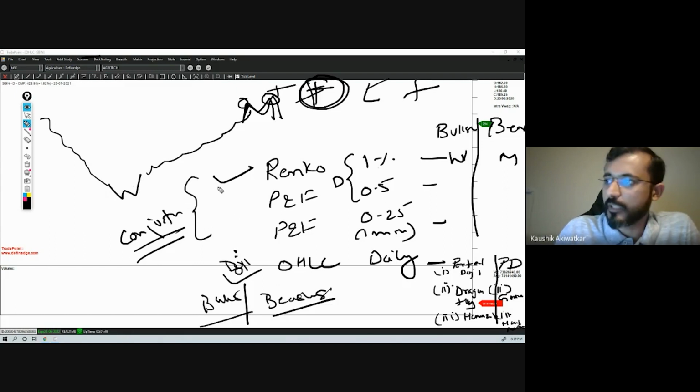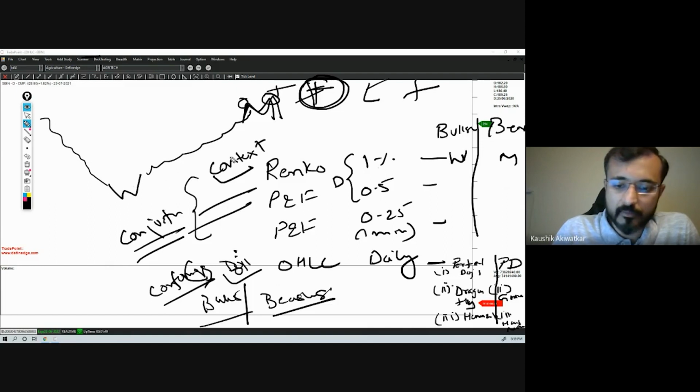Right? This has to be traded in conjunction. So you are taking context from the Renko chart and confirming it on OHLC. Clear? So can we go to the next pattern? Sure, sir.